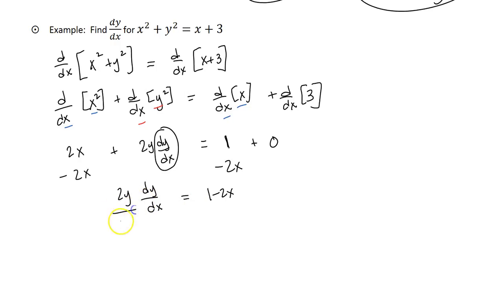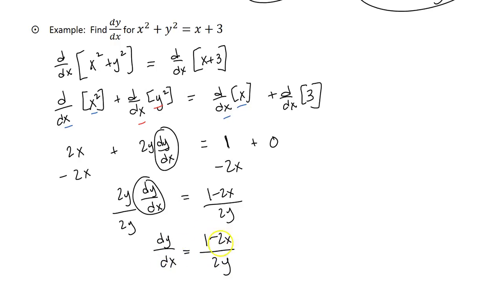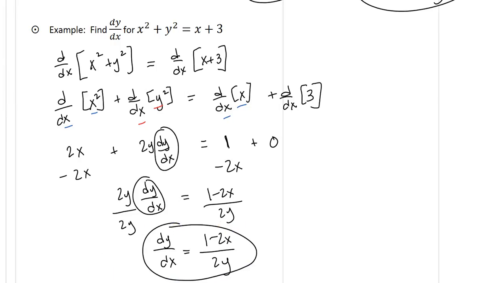And then I'm going to divide by 2y. So I get that dy over dx equals 1 minus 2x divided by 2y. Sometimes your answers will have a y in it. There's nothing wrong with that.